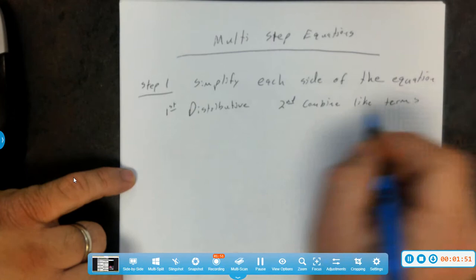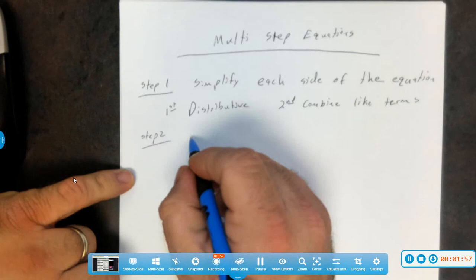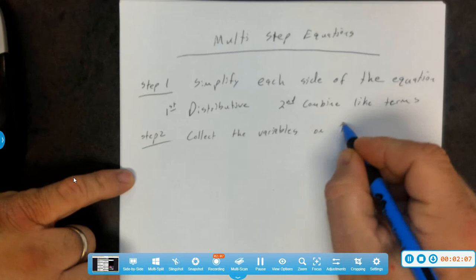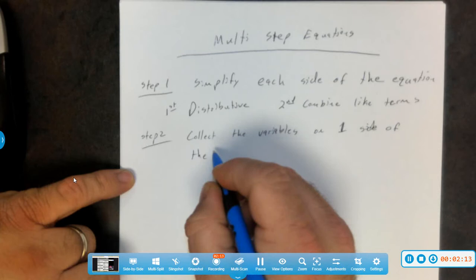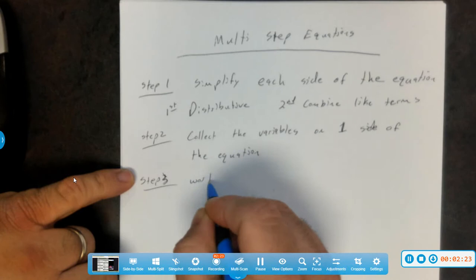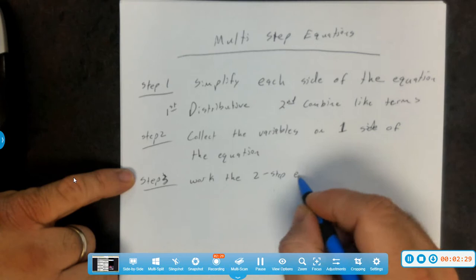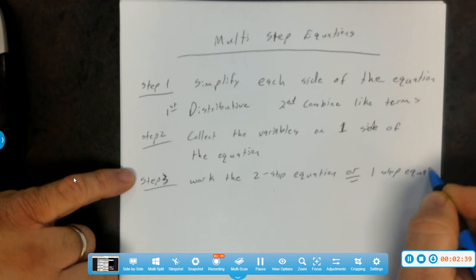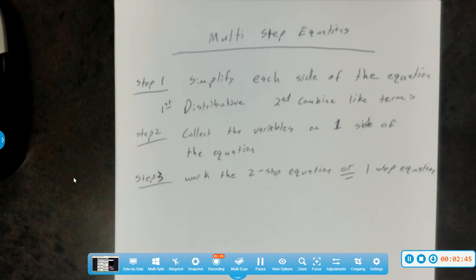In the next step, we're going to make sure that we collect the variables on one side of the equation. And then finally, work the two-step equation that we have. Or the one-step equation, whichever one it may be, okay? Because in some problems, we may go straight from multi-step straight to one-step, okay? So let's look at a couple of examples of what we're talking about here, okay?